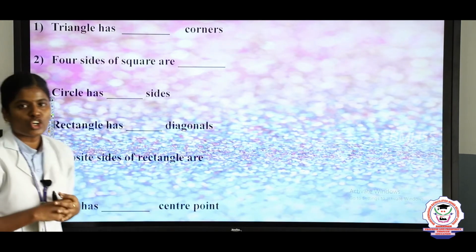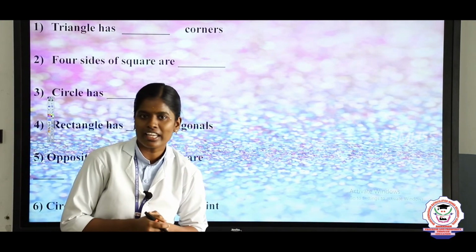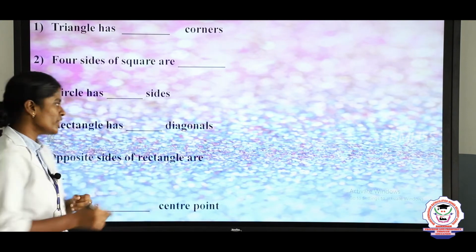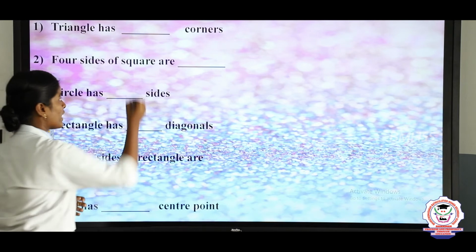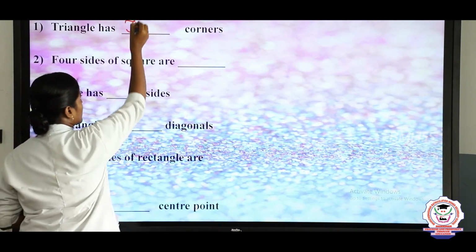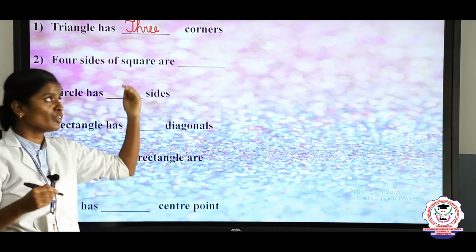Triangle has dash corners. How many corners are there? Yes, it has 3 corners. So write the answer 3, T-H-R-E-E. It has 3 corners.